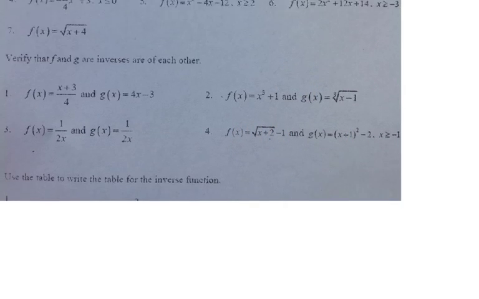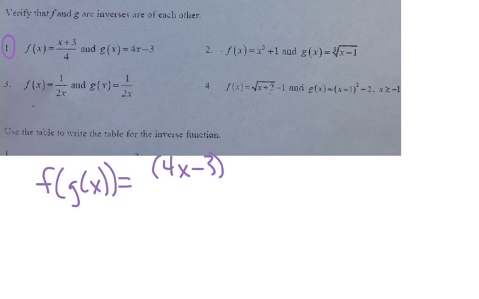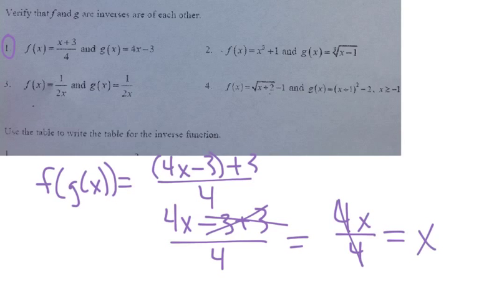Remember on these guys here, you just plug one into the other to see if they'll work. So like number 1, take f of g of x. So instead of x, you go 4x minus 3, plus 3, over 4. And simplify. There's nothing in front of the parentheses, so it's just 4x minus 3 plus 3 over 4. Minus 3 and plus 3, we can eliminate the 3s. We get 4x over 4, eliminate the 4s, and we just get x. And that's what you want to do. And you can just put it back in the other way. Okay, same with 2, 3, and 4.